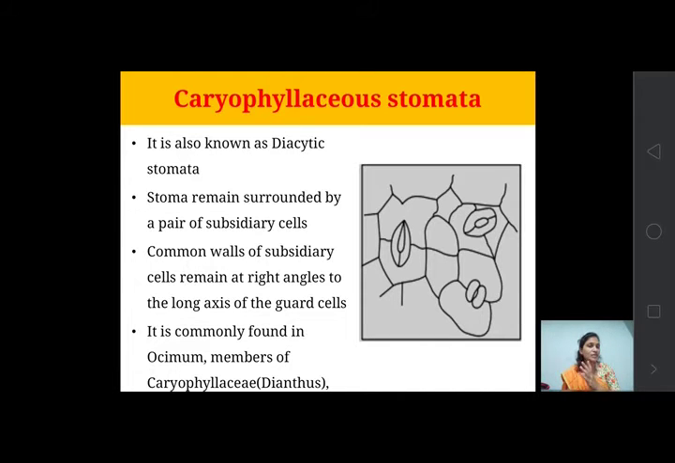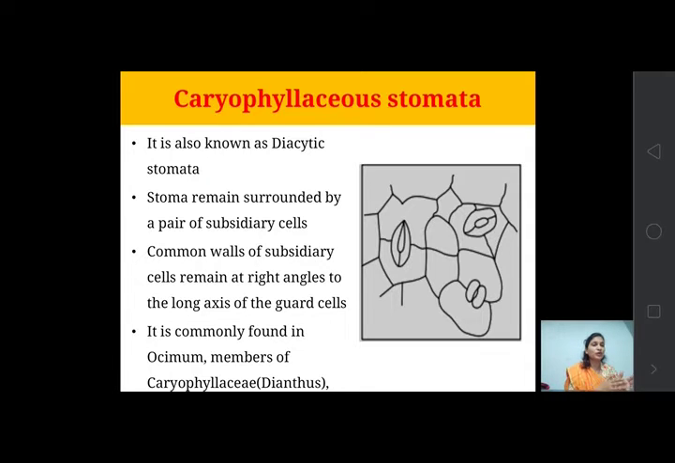Then the third one is parasitic. In parasitic, two subsidiary cells are present, parallel to the central axis. And in case of dicytic, these two subsidiary cells are present perpendicular to the long axis. Okay, so this is about the four types of stomata.